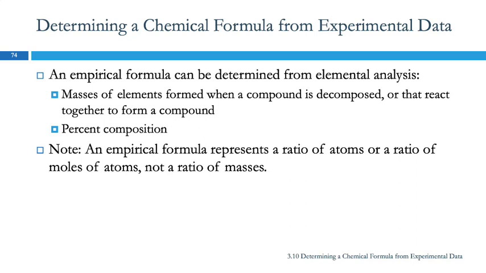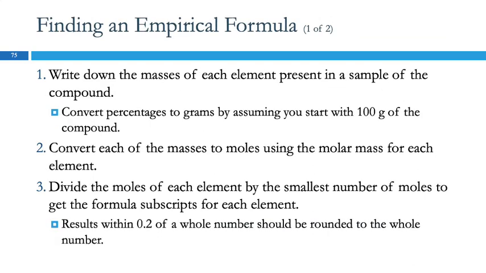It's important to remember that the empirical formula is a ratio of numbers of atoms or ions, and it's not their masses. So we have to get to moles. So these are the basic steps. Write down the masses of each element present. Sometimes they'll give you the masses, sometimes they'll give you a percentage.